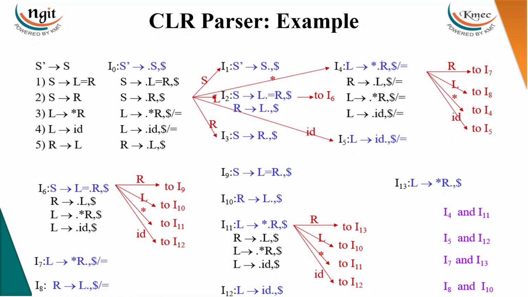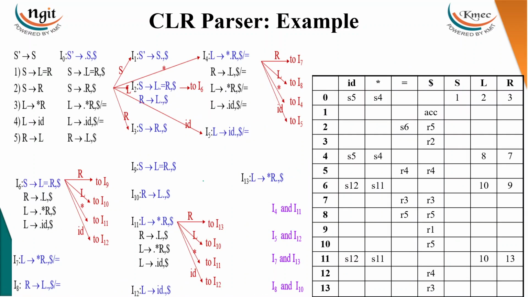See, in I4, all the productions are the same as in I11, but the lookahead symbols there are dollar and equal, while here it is only dollar. That's the reason I gave it a different name. So if every production is the same but the lookaheads are different, you should take a different state. Don't say, sir, productions are the same, only lookaheads are different, I'll merge them. Don't do it. That we will do in the LALR parser in the next video. If productions are the same and lookaheads are different, we can merge them there. So you got the idea, right?